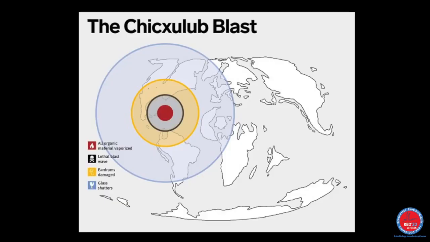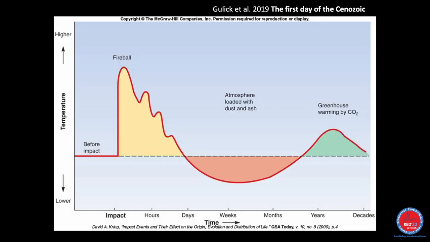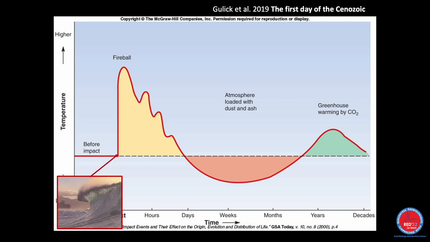So what happened? Climate change. What killed dinosaurs? Climate change. But obviously not dinosaur-produced climate change, but asteroid-produced climate change. The tsunami, yes, not great. The fireball, only very close to the impact site.